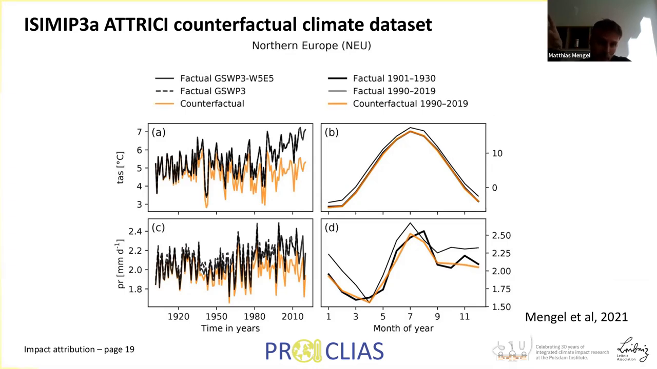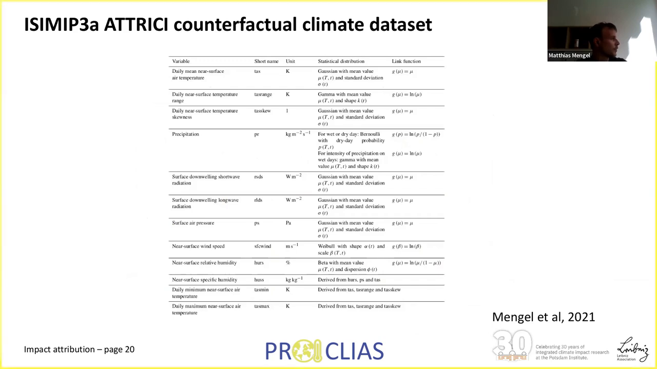This is one example for temperature and precipitation. But we do that basically for all the relevant climate variables within the ISIMIP forcing data set, which range from temperature to relative humidity, with always slightly different adjusted statistical approaches that fit the nature of the specific variables. And we provide counterfactuals for this whole set so that any impact modeler that runs historical experiments can now also run counterfactual experiments.